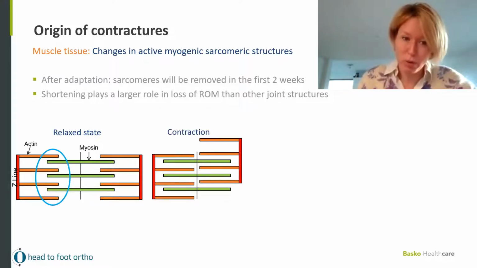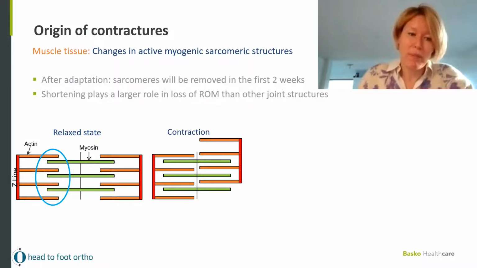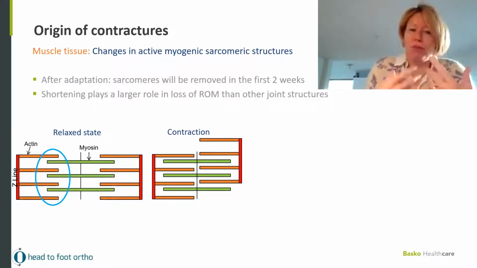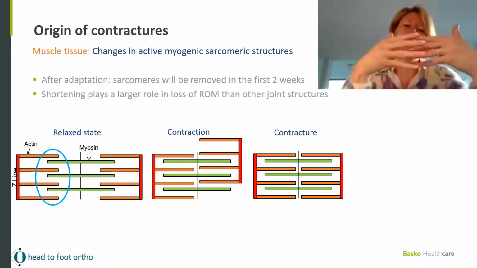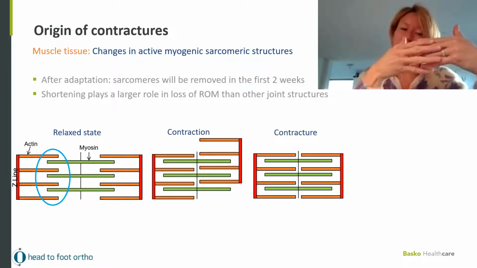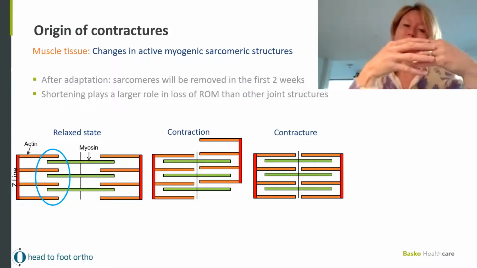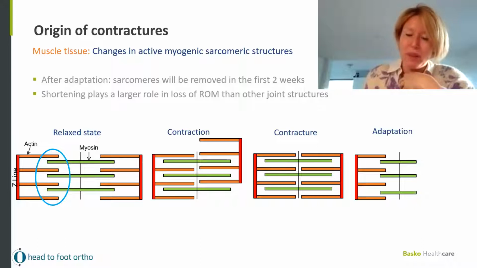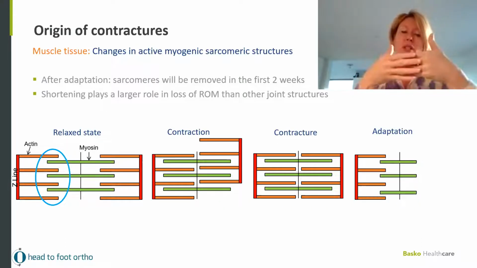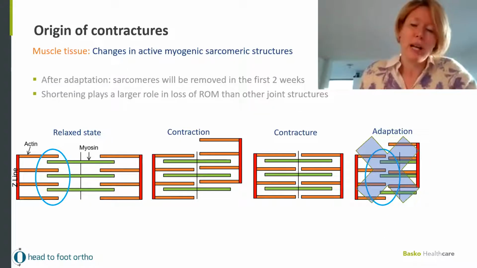When we have a normal contraction, we have the sliding of the actins along the myosins, and we just have a normal contraction. And if you have a decontraction, they just release. If we have a contracture, those actins and myosins slide into one another but never come back. So the overlap will be there, and there will be no more sliding. Once they are stuck in this position, there will be an adaptation, but they will get shorter. The actins and myosins will shorten and then recreate an overlap and get even shorter and shorter, until the moment that they no longer have a function and just disappear.